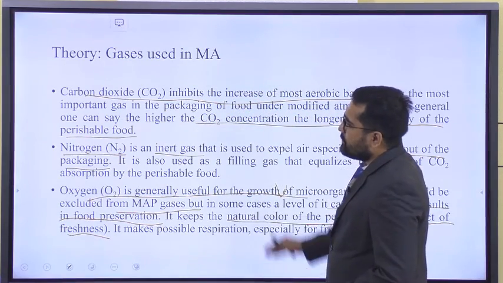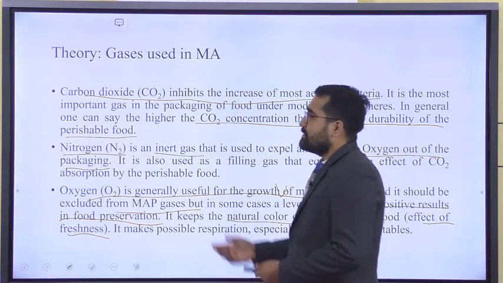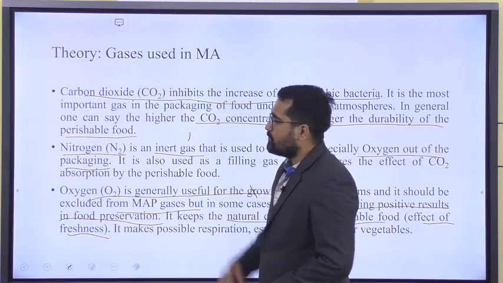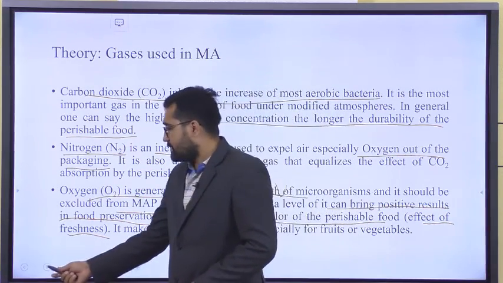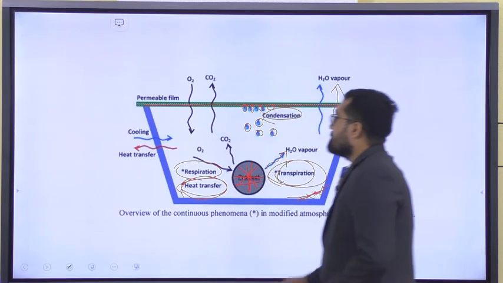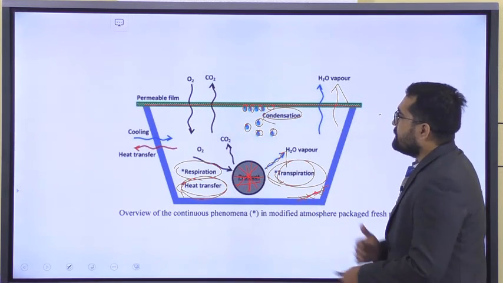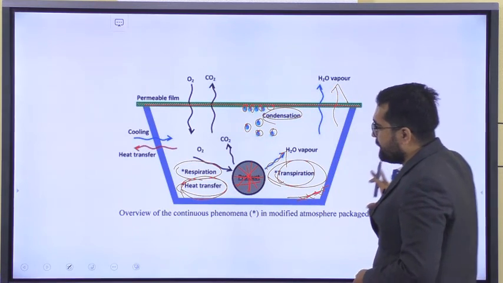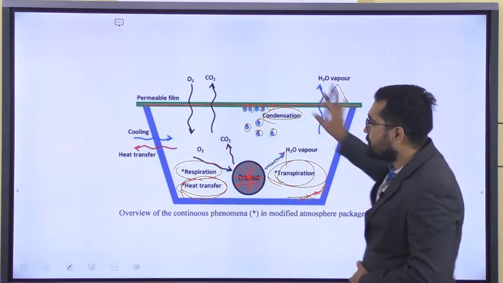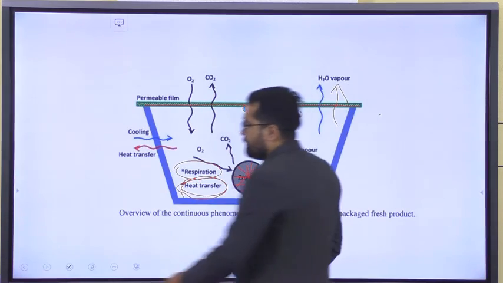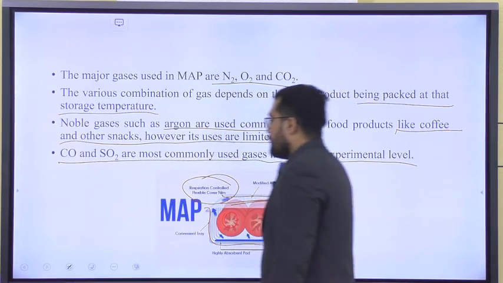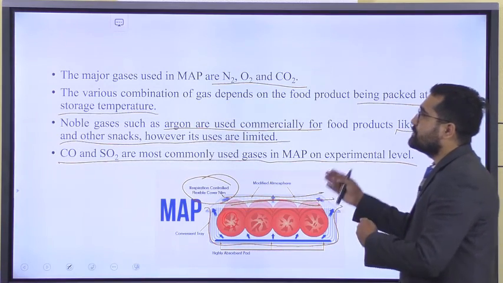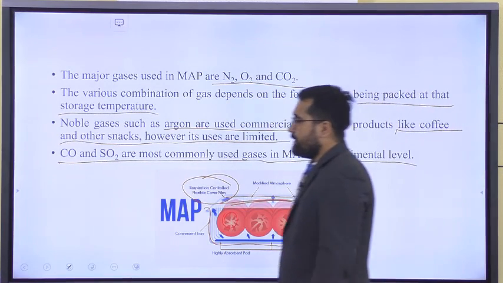So in theory, you can also write what the different gases are and what their roles are, like the role of carbon dioxide, the role of nitrogen, and the role of O2 inside the packaging material. And then this will help you to find out. You have to draw the diagram of what is happening inside the product. So this you have to draw. What are the composition or orientation of this N2 and O2? This we have to make.